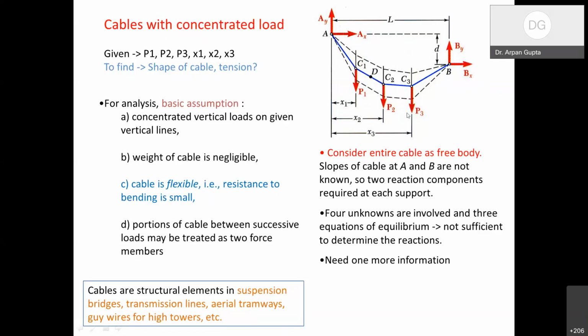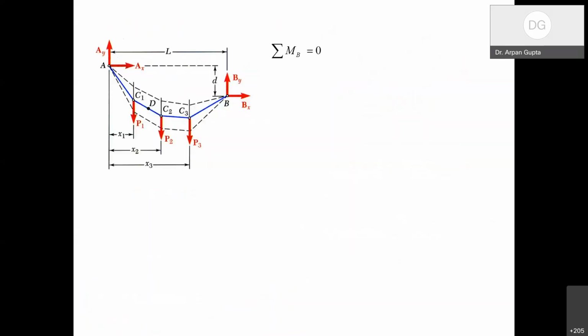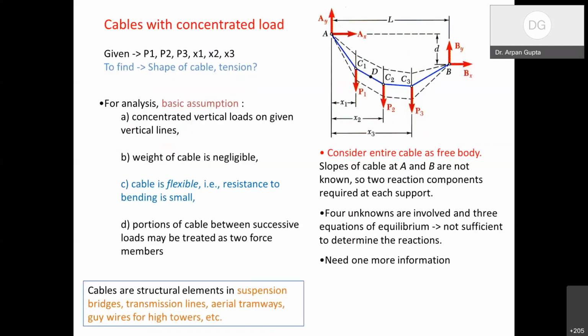So for this whole structure, we can write three equations: the sum of moments about a point is equal to 0, the sum of Fx is equal to 0, and the sum of Fy is equal to 0. Let me write it here. I can write, let's say, moment about point B is equal to 0, summation of Fx is equal to 0, and summation of Fy is equal to 0.